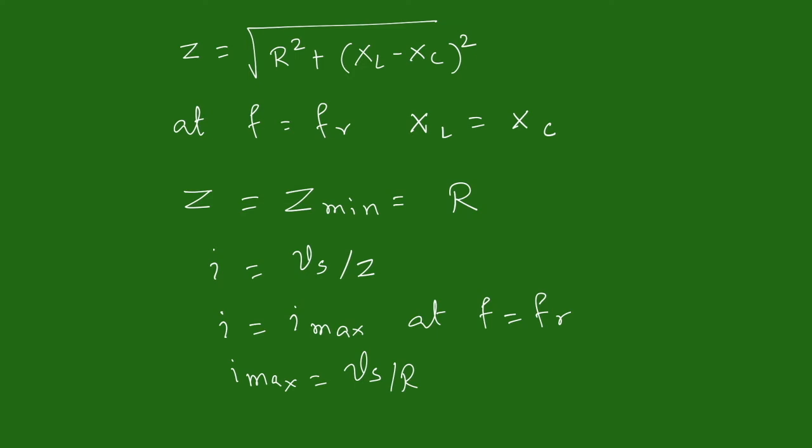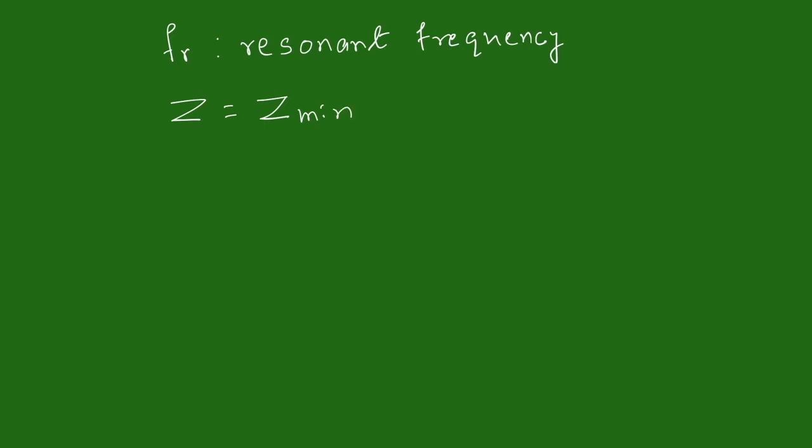What is this frequency Fr about which we are discussing so far? The frequency Fr about which we have discussed so far is called the resonant frequency of the series LCR circuit. So, resonant frequency of an LCR series circuit can be defined as the frequency at which impedance of the circuit will be minimum, and that will be equal to pure resistance in the circuit.